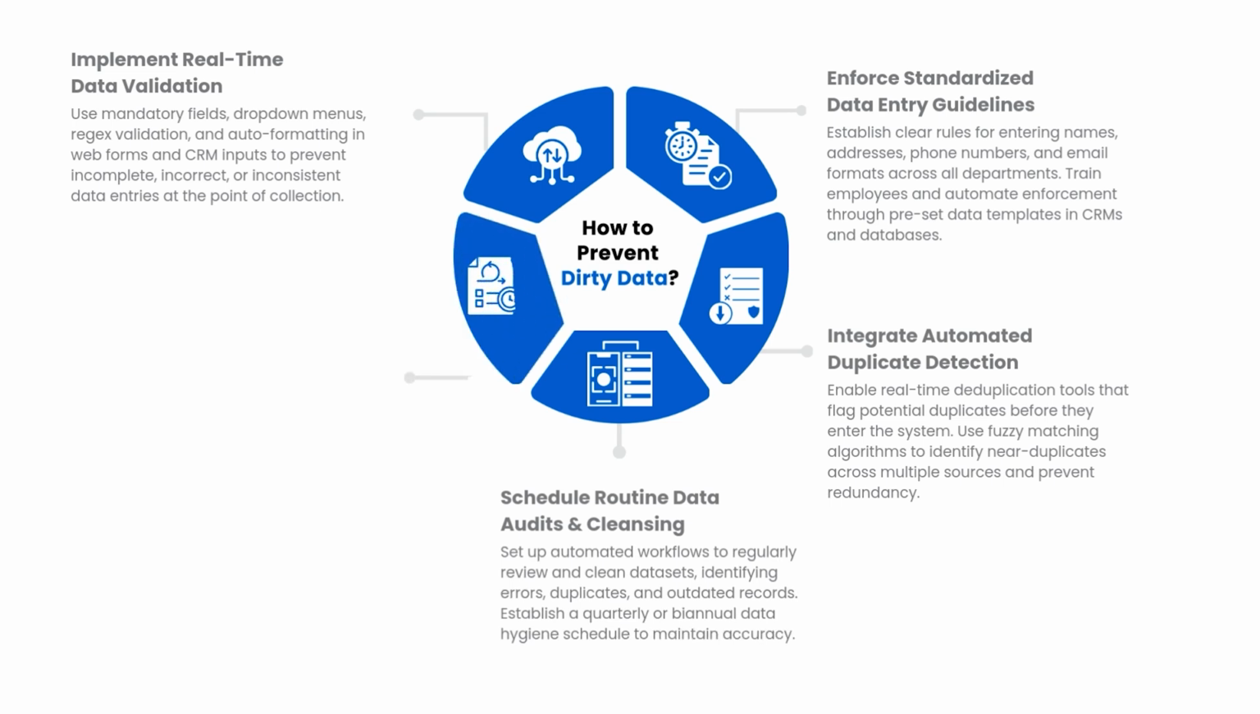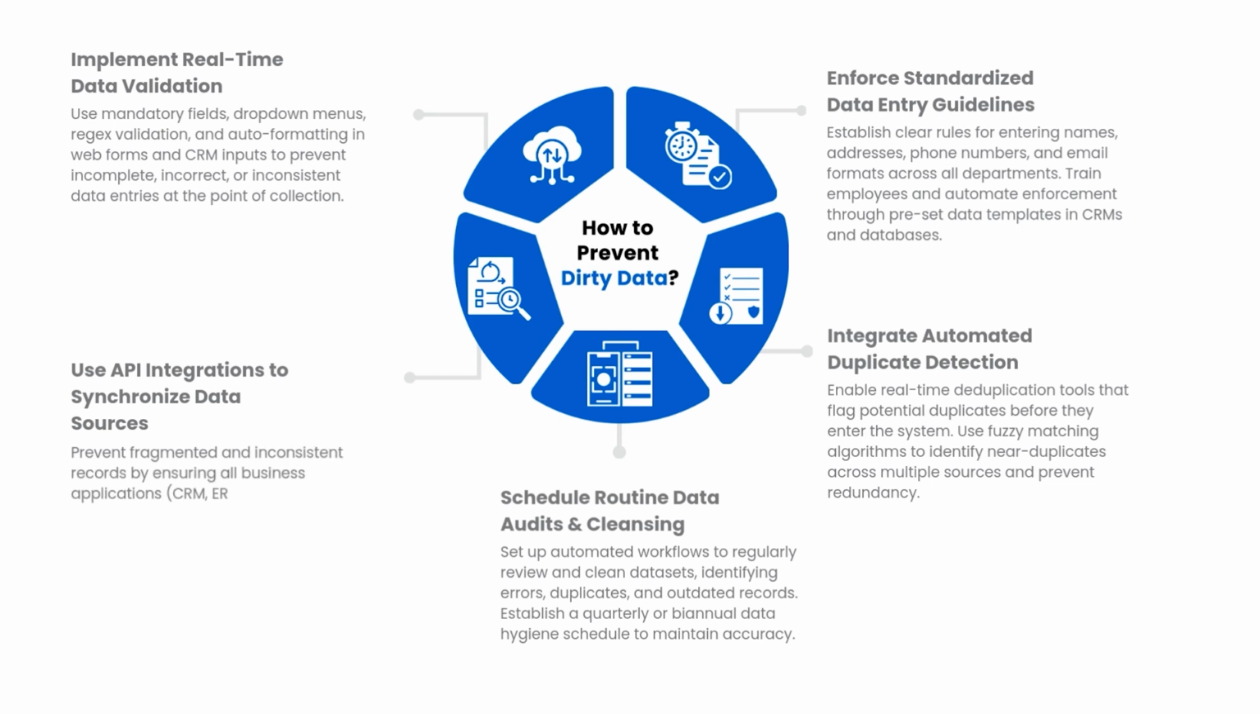And last, if you can, use API integrations to synchronize data sources. Prevent fragmented and inconsistent records by ensuring all business applications such as CRMs and ERPs sync automatically. Use APIs to centralize customer and business data in real time, reducing discrepancies.